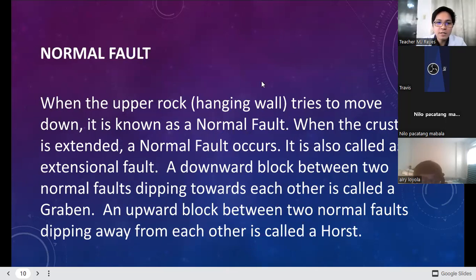Okay, when the crust is extended, the normal fault occurs. It is also called an extensional fault. Okay, the downward block between two normal faults dipping toward each other is called a graben. So let's take a look at this later. We have also a lot of examples here with the graben and the horst. The upward block between two normal faults, okay, dipping away from each other is called the horst.